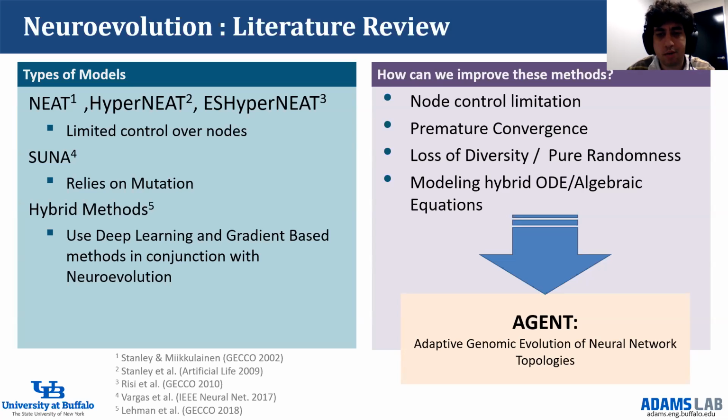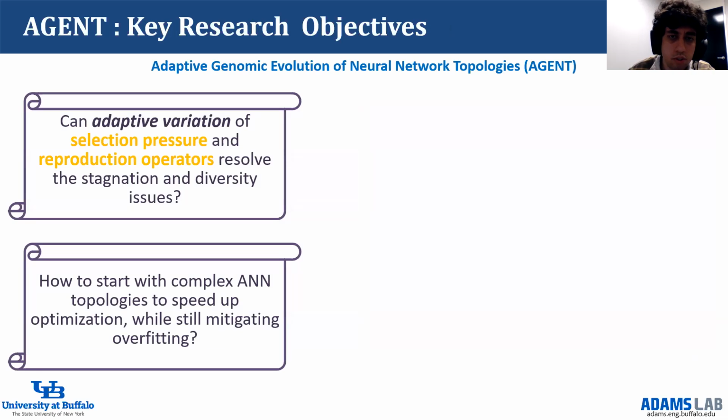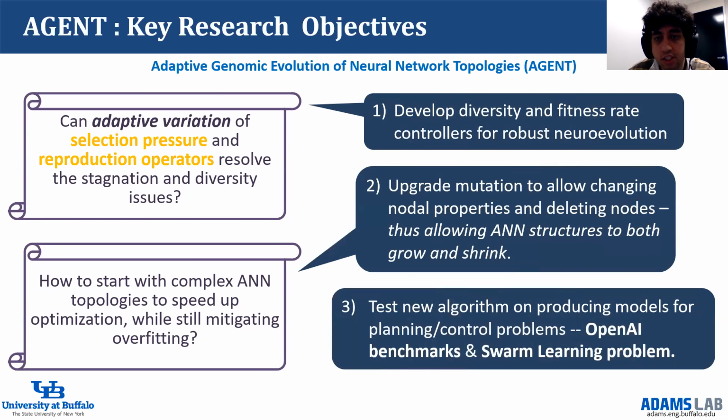So based on the problems that we saw and how we could actually improve them, one idea was to improve the node control, but the most important thing for us was premature convergence and the loss of diversity, or just relying on pure randomness, which I explain more. So we came up with the architecture we called AGENT, which stands for Adaptive Genomic Evolution of Neural Network Topologies. What is going to be done is actually trying to use the selection pressure and reproduction operators, mainly mutation, to resolve the stagnation and diversity issues.